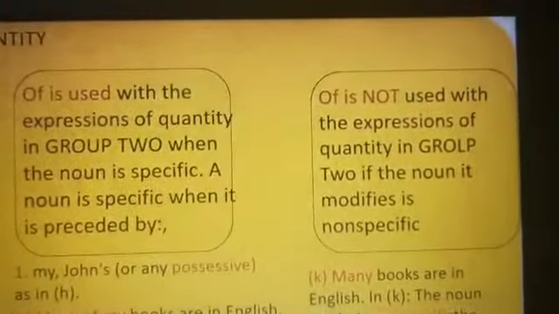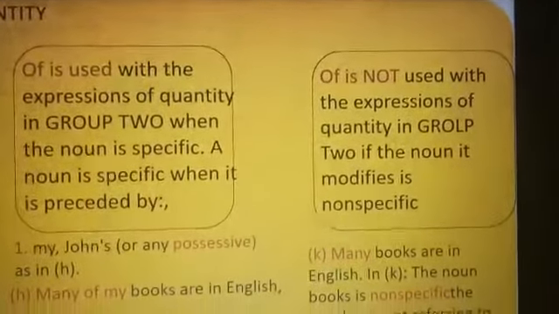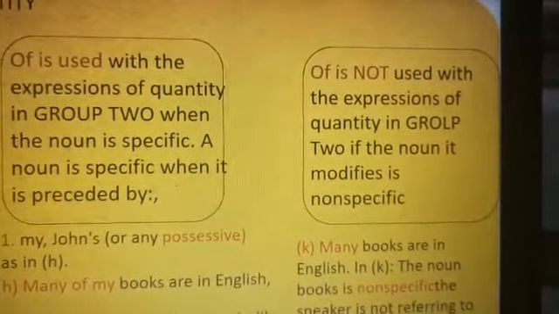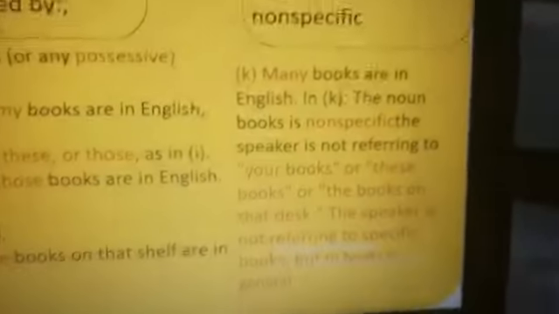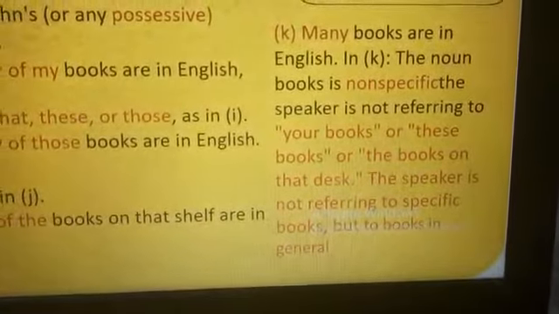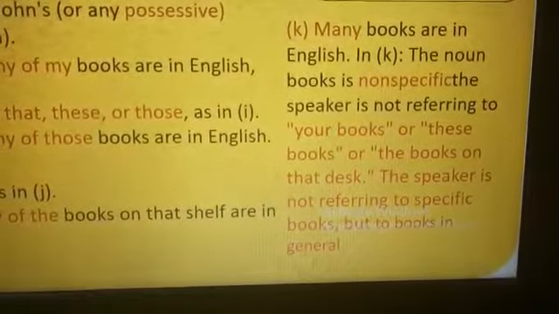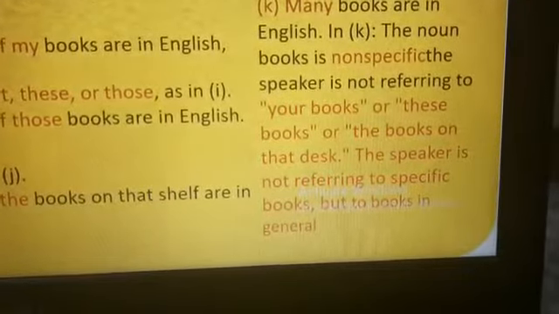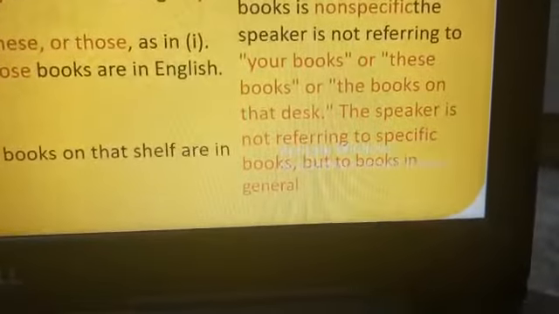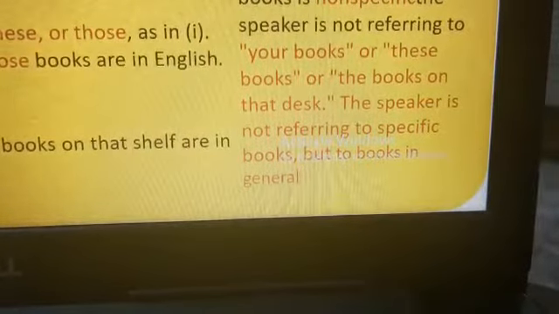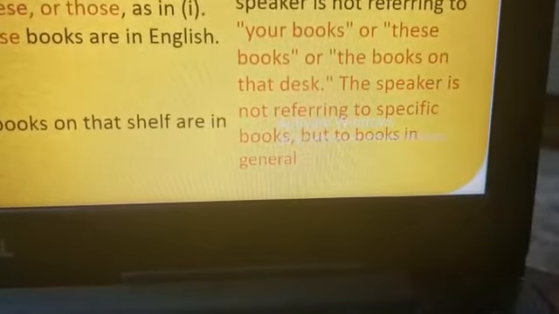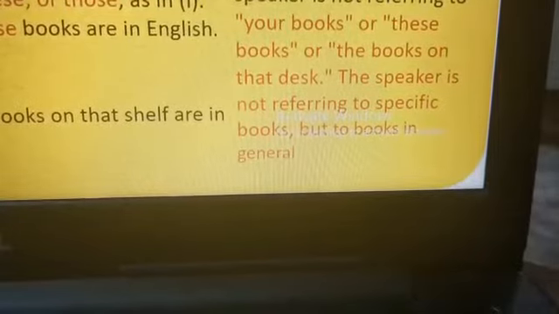But of is not used with the expression of quantity in Group 2 if the noun it modifies is non-specific. K: Many books are in English. In K, the noun books is non-specific. The speaker is not referring to my books, or these books, or the books on that desk. The speaker is not referring to specific books but is talking about books in general.